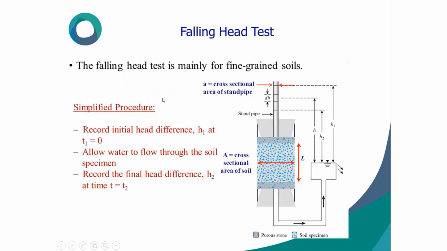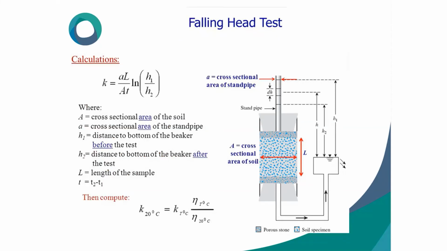This is the mold. Similarly, falling head means there will be no constant head. It will have the variation, T1 and T2, H1 and H2. This will be used for fine-grained soil.